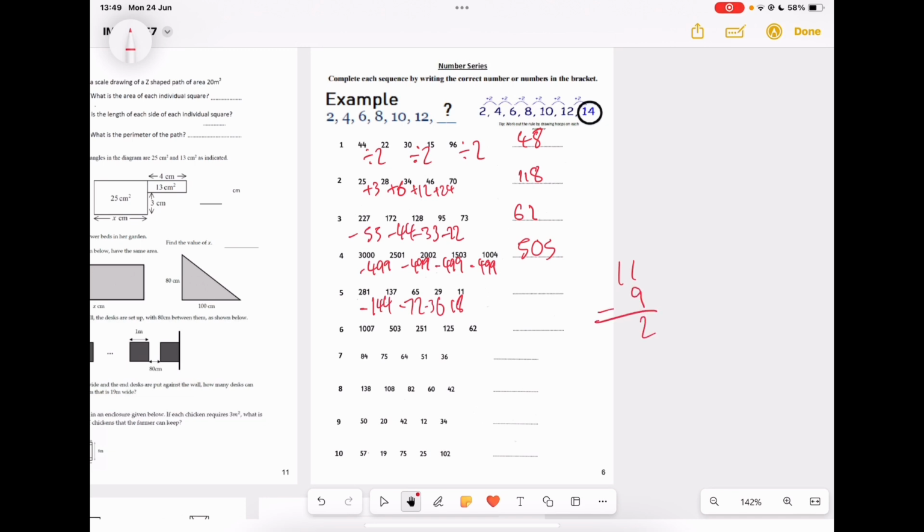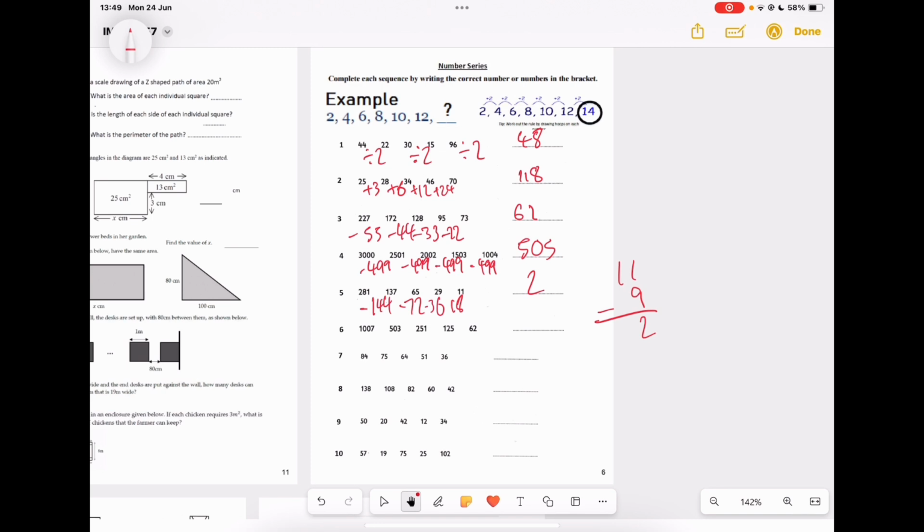So 11 minus 9 is 2. I hope you can do that in your head as well. So that'll be 2. And then question 6. So 1,007. And then we're going to 503, 251, 125, and then 62.